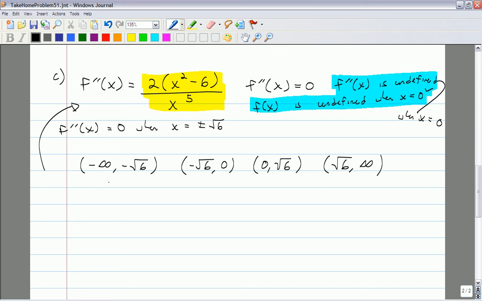Let's see, let's pick a number in here. Okay, let's say negative 10 was our test point, then negative 1, 1, and 10. So f double prime at negative 10: 100 minus 6, positive, positive. So f double prime is positive. Let's see, negative 1: we get a negative over a negative, that's positive.